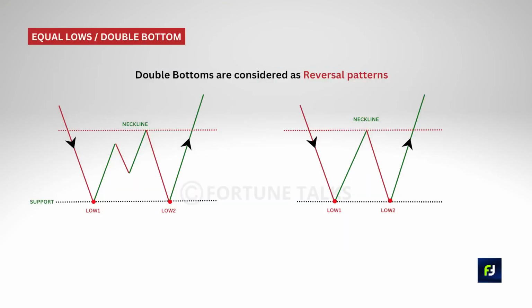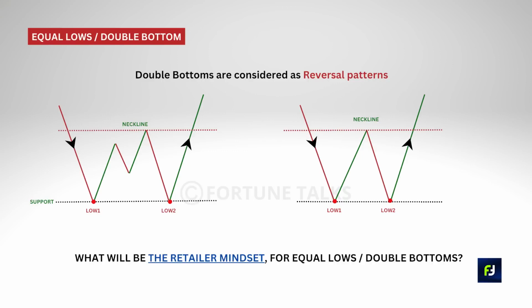In the first diagram, we can easily spot equal lows. So technically, we have two lows on the same price level, thereby forming a minor support level. It is also known as double bottoms. We have learned that double bottoms are reversal patterns, right? So what do you think a retail trader will do when he or she spots a double bottom pattern?